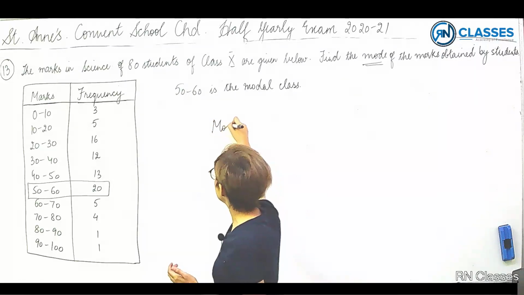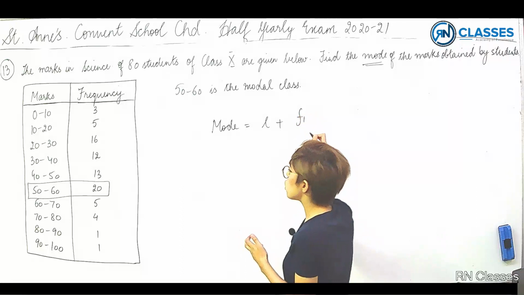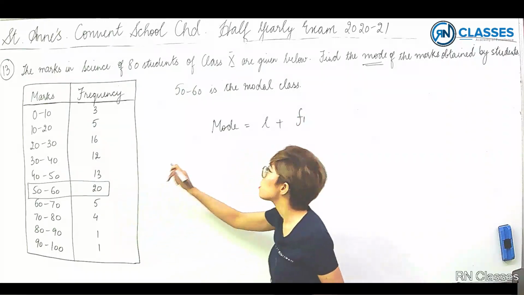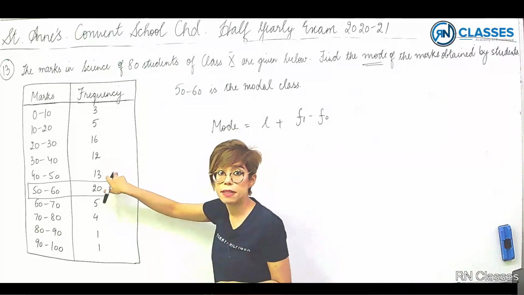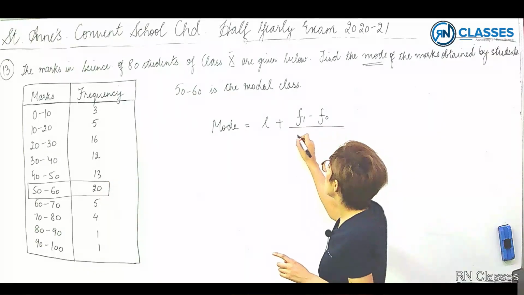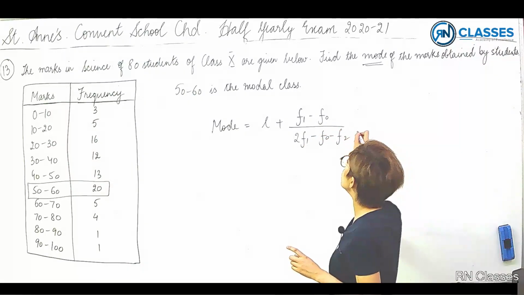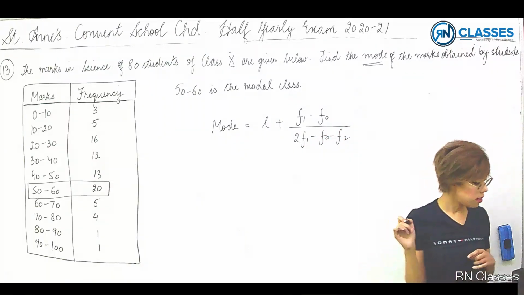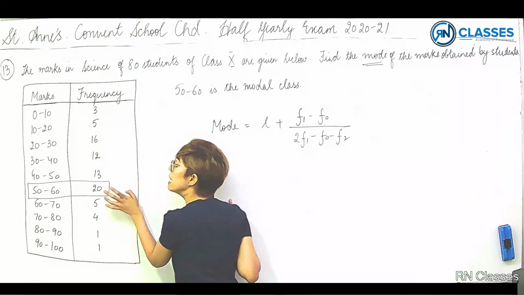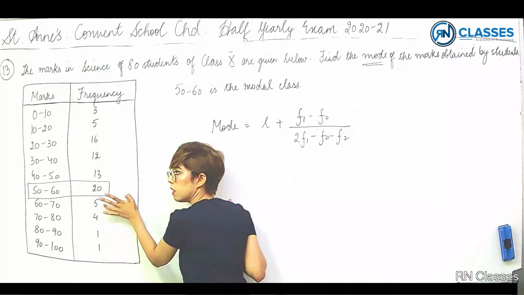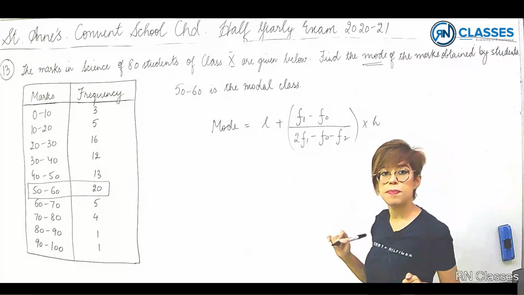Mode is equal to L, which is the lower limit, plus F1, which is the frequency of the modal class, minus F0, as in frequency of the class preceding it, whole divided by 2F1 minus F0 minus F2. We call it F2, which is the frequency of the class which succeeds the modal class. So that means this one. Into H, as in the class size.